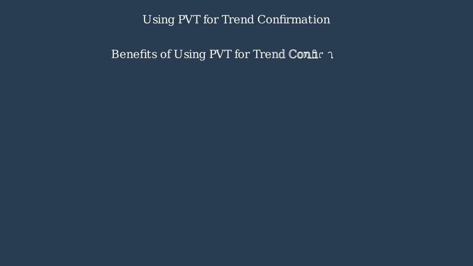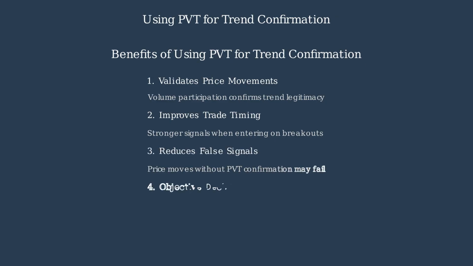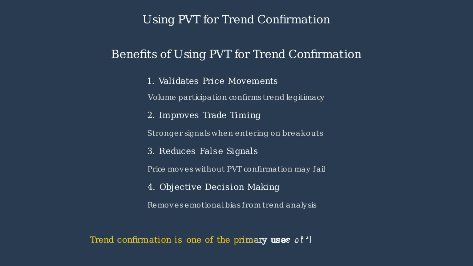Let's summarize the key benefits of using PVT for trend confirmation. First, PVT validates price movements by confirming that volume is participating in the trend. This improves trade timing, especially when entering on breakouts. Additionally, using PVT reduces false signals as price moves without PVT confirmation often fail. Finally, it helps traders make more objective decisions by removing emotional bias from trend analysis. Remember, trend confirmation is one of the primary and most reliable uses of the PVT indicator in technical analysis.